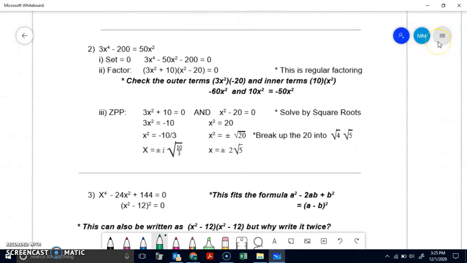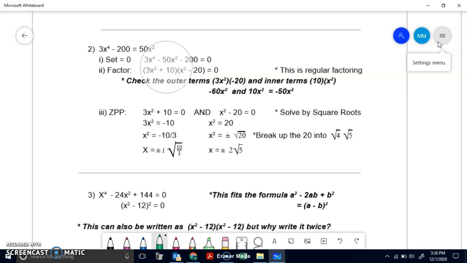Down to number 2. Now again, we have numbers in front, an a value in front. So we need to, first of all, set it equal to 0. So this 50x squared, I have to subtract 50x squared to cancel it and make it 0, which means that comes over. Make sure you put it in the middle in the right spot. Standard form. So 3x to the fourth minus 50x squared minus 200. So I need to find the factors of 3x to the fourth, that's 3x squared and x squared, and factors of 200, which is 10 and 20.